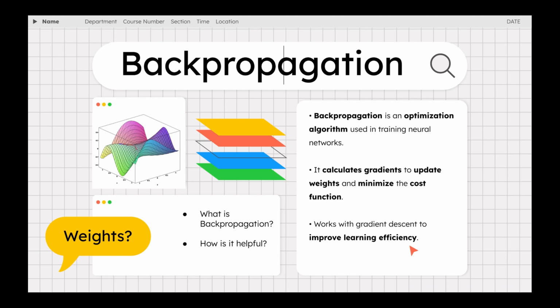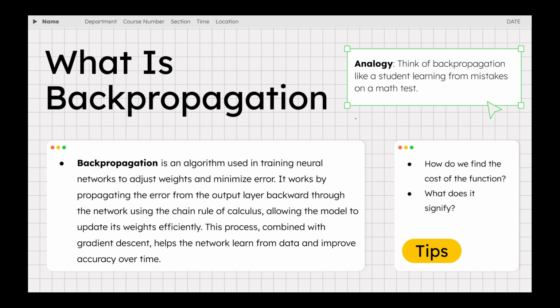So backpropagation is an optimization algorithm, as we knew, and is used in training neural networks. It calculates gradients to update weights and minimize the cost function. It works with gradient descent to improve learning efficiency. How is it helpful? We'll see that in the future.